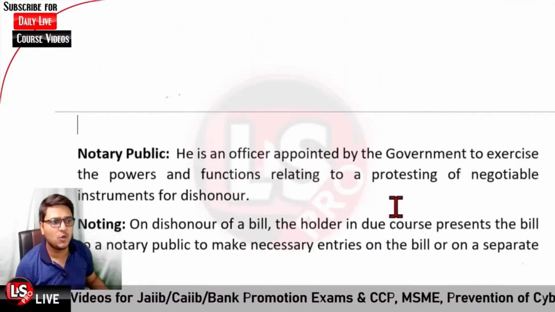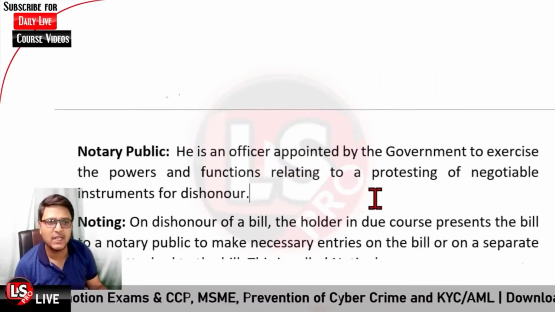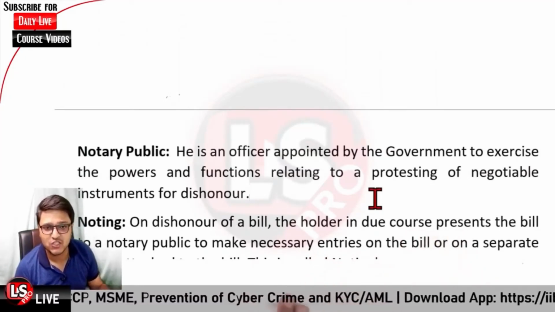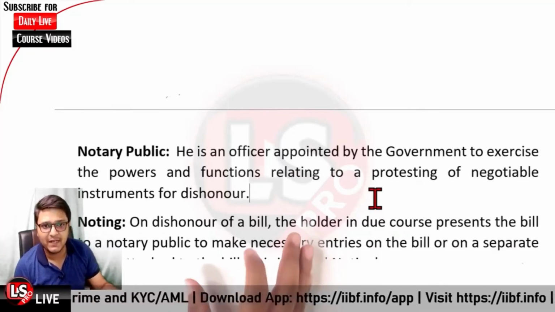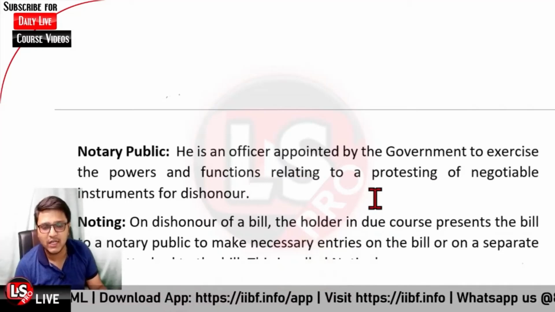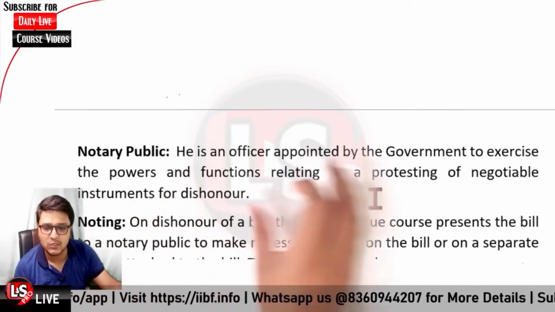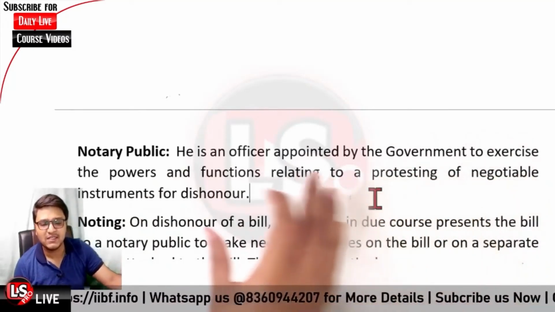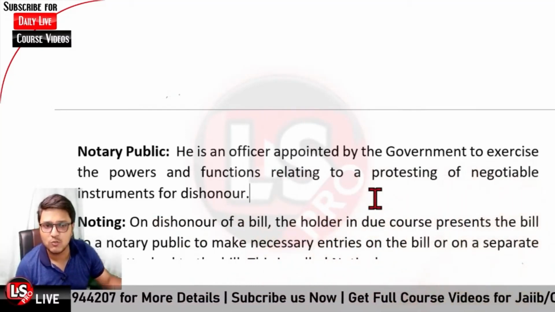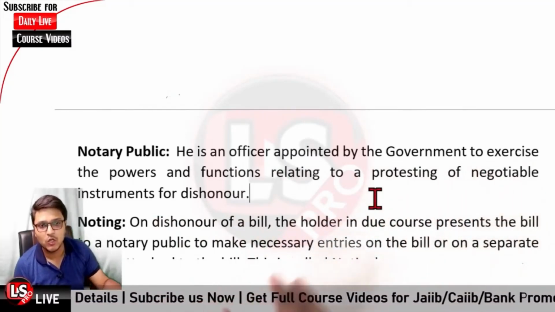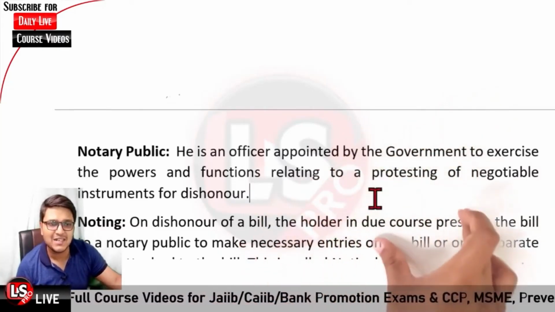After that, it is regarding the notary public. Now, what is a notary public? A notary public is basically an officer appointed by the government. Whenever a bill of exchange is dishonored, the fact is to be noted, and that particular fact is noted in the register by the notary public, who is an officer appointed by the government itself, and he has the powers relating to the protesting of the negotiable instrument after the dishonor. So if the bill is dishonored, that particular fact is to be noted in the government registers itself.